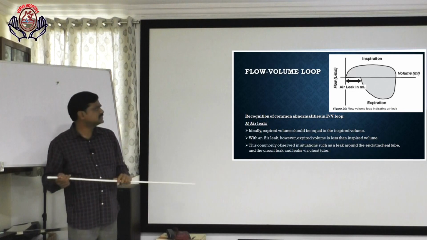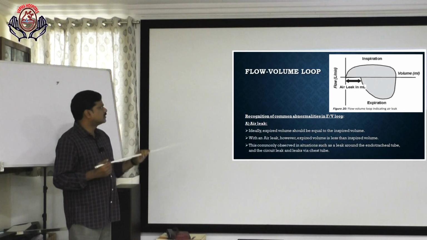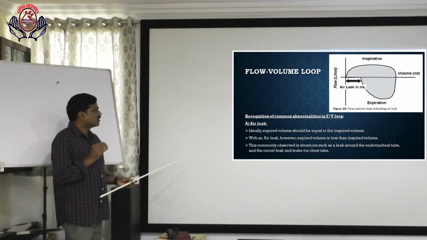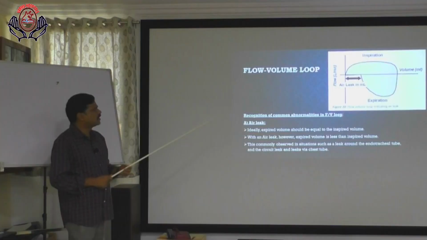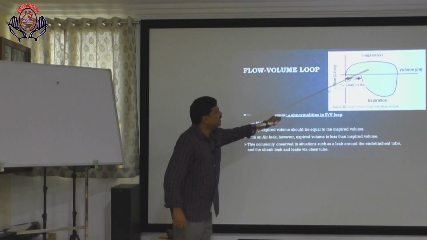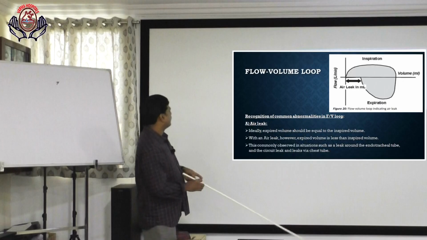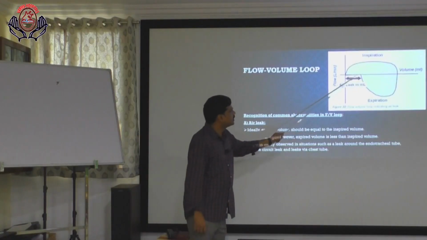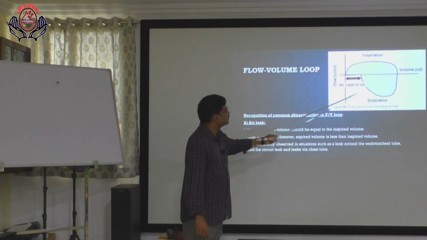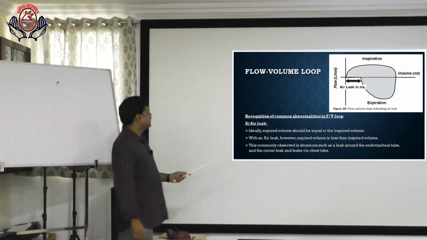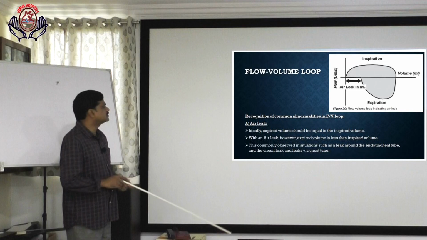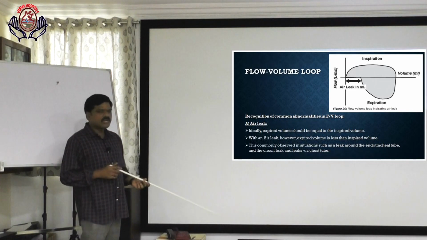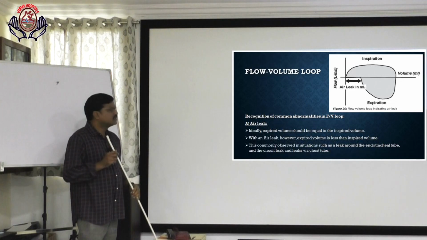Recognition of common abnormalities in the flow versus volume loop. Air leak. Ideally, expired volume should be equal to the inspired volume. With an air leak, however, expired volume is less than inspired volume. Here, the inspired volume is high and expired volume is low, so there is a leak. This is commonly observed in situations such as a leak around the endotracheal tube, circuit leak and leaks via chest tube.